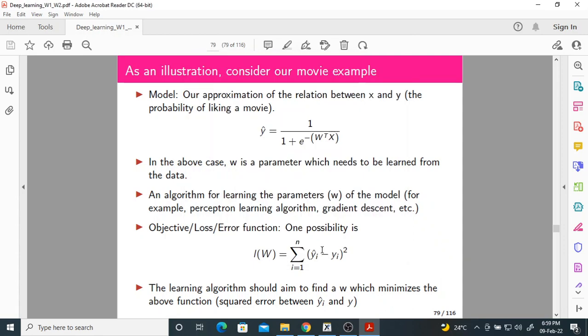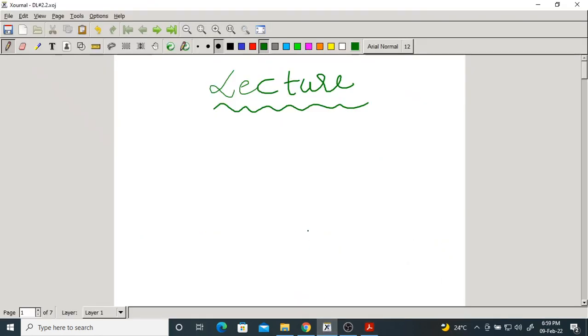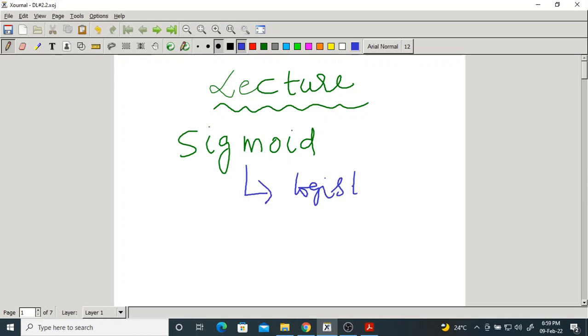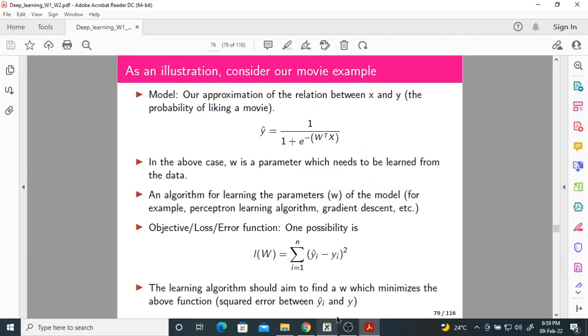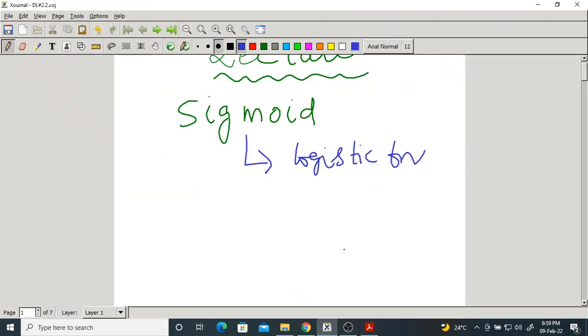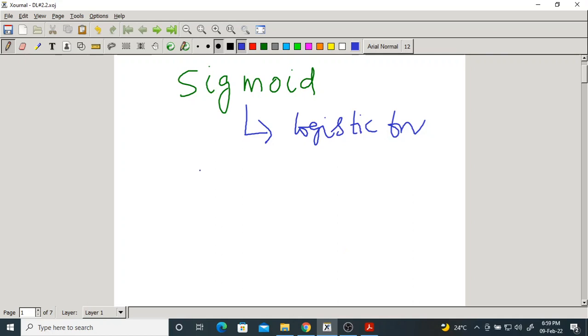So in the last example we are dealing with a sigmoid neuron. Sigmoid means a family of functions. In sigmoid specifically we are dealing with a logistic function. Okay. Now, what is the sigmoid? Everything I told you in the last class. Now this is a sigmoid equation.